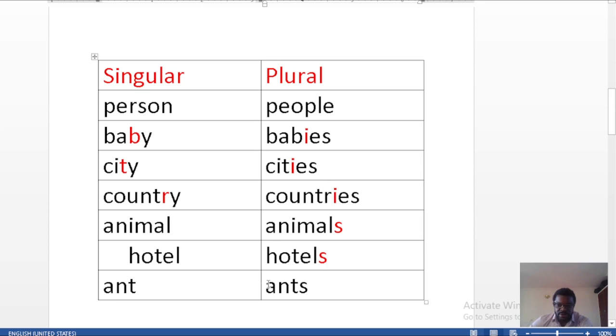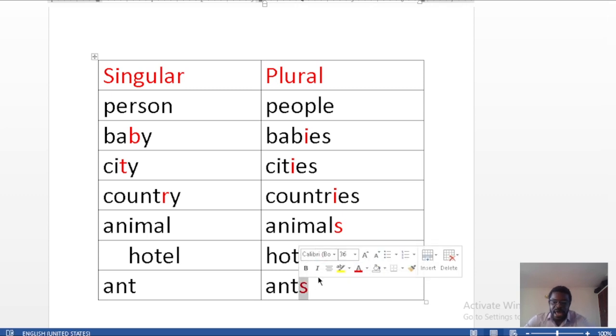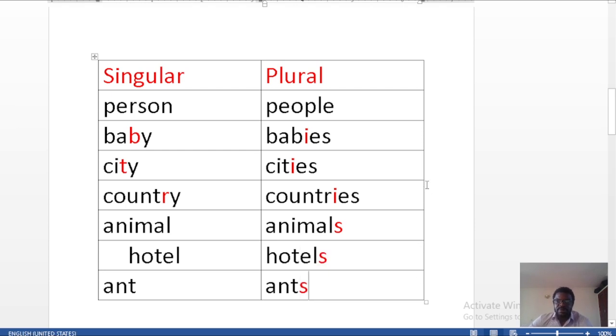You have ant, ants. So later I want you to copy this so that it can help you to remember, okay? You need to copy this one.